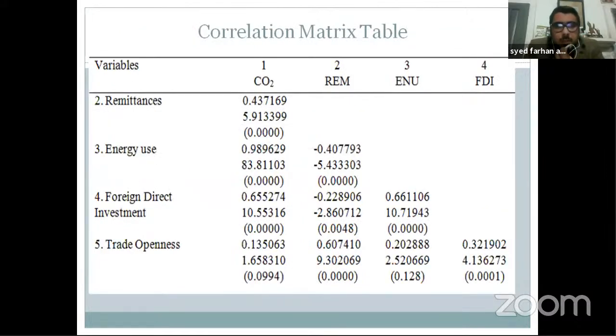So this is the correlation matrix table where we can see that remittances and CO2 are directly related, having a moderate relationship. Similarly, energy use and CO2 have a strong relationship. From here, we can conclude that energy use and carbon emission have a strong association with each other. On the other hand, foreign direct investment and CO2 also have a moderate and good, positive relationship. And trade openness shows a positive correlation, but it is not a strong one. It's a weaker correlation.